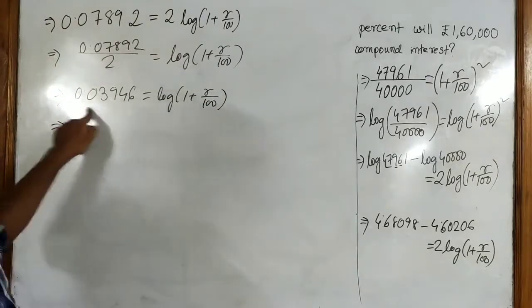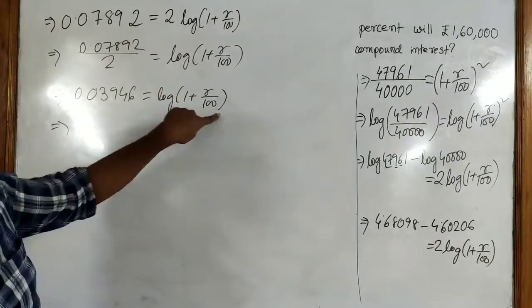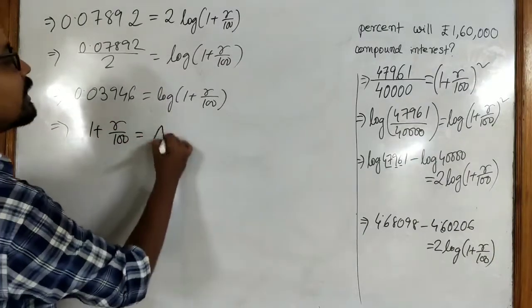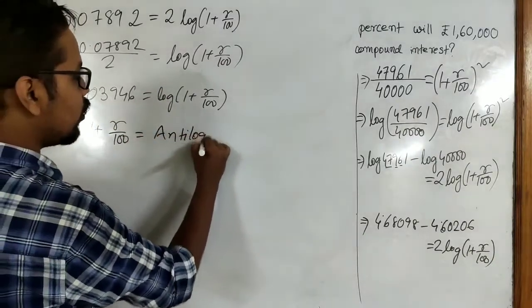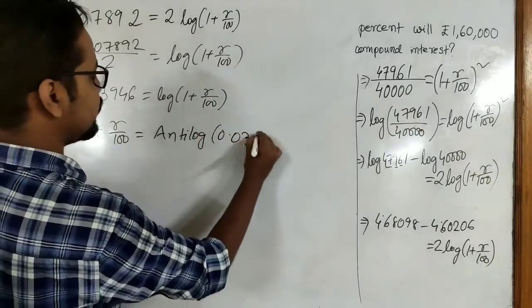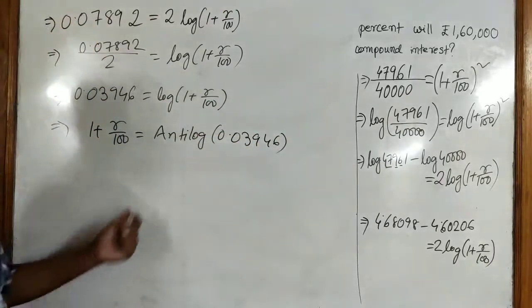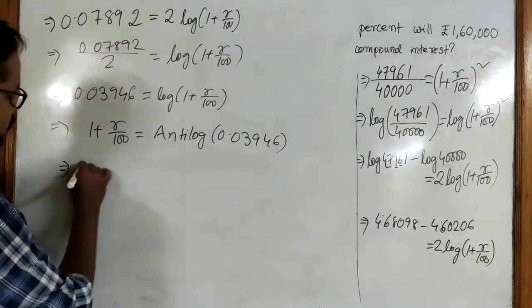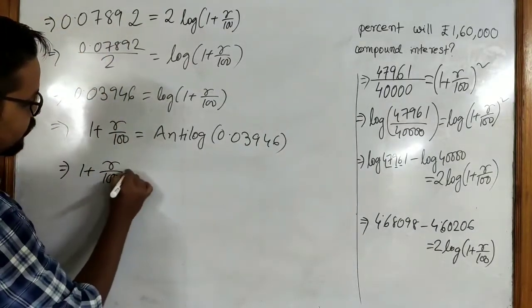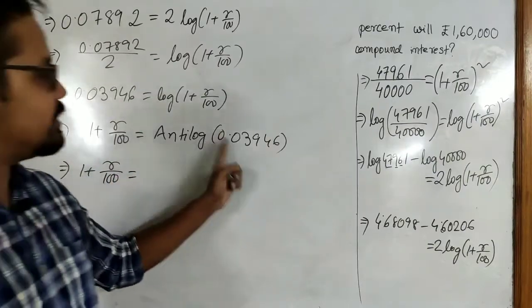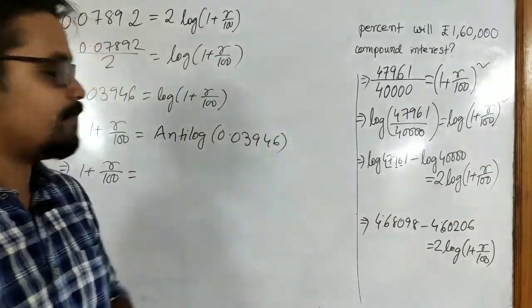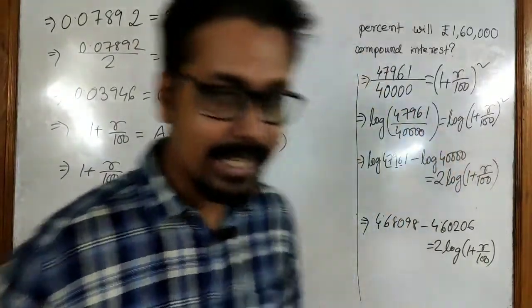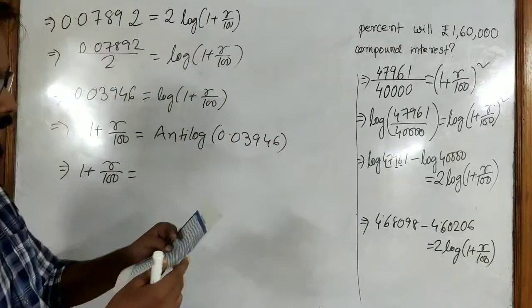So since we have this equal to log, that means if I want to find this value, 1 plus r by 100 is going to be the anti-log of 0.03946. So now we need to find the value of this. We have 1 plus r by 100 is equal to anti-log of 0.03946. In order to find this, let us again take our log table, and this time we will need our anti-log table.